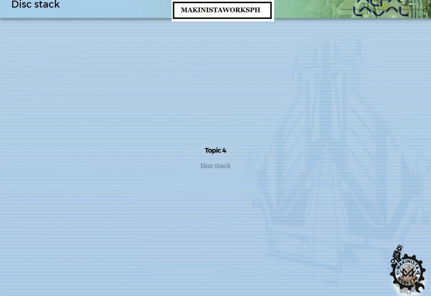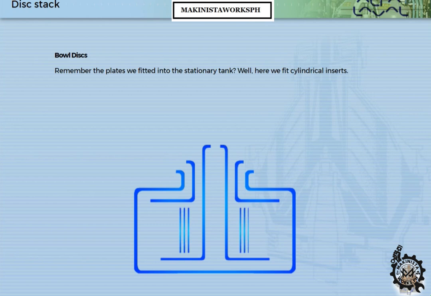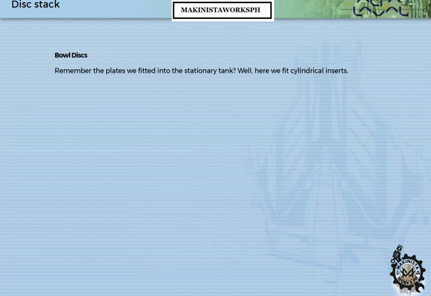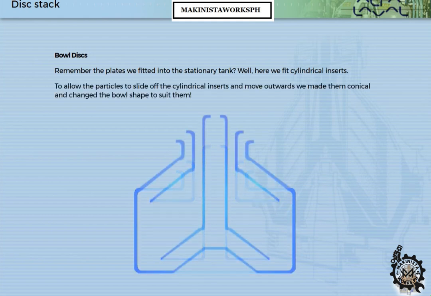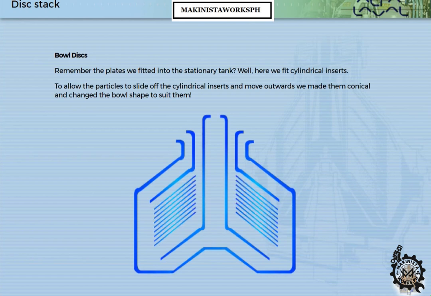Topic 4. Disc stack. Bowl discs. Remember the plates we fitted into the stationary tank? Well, here we fit cylindrical inserts. To allow the particles to slide off the cylindrical inserts and move outwards, we made them conical and changed the bowl shape to suit them.